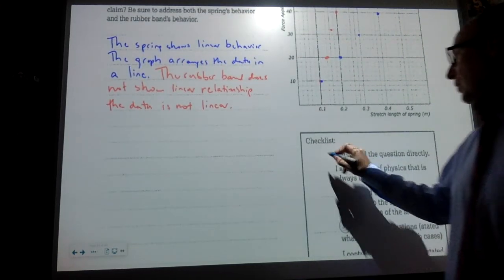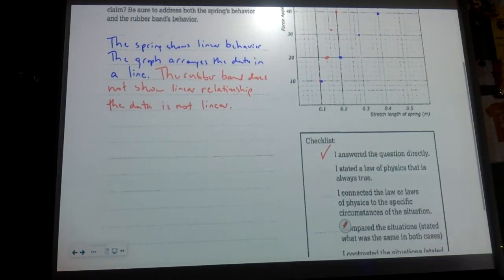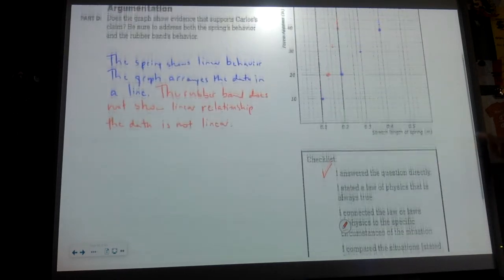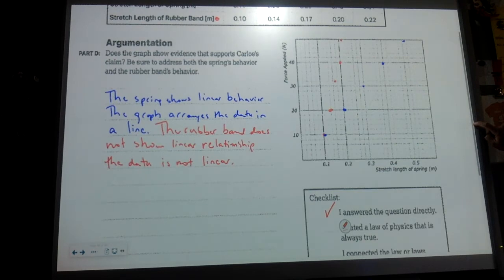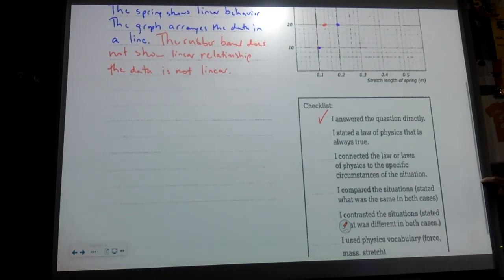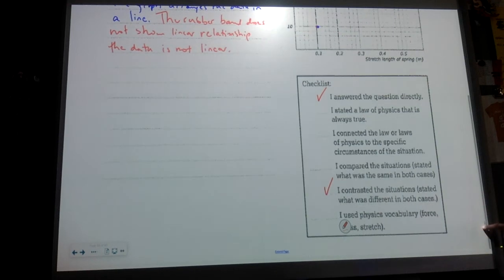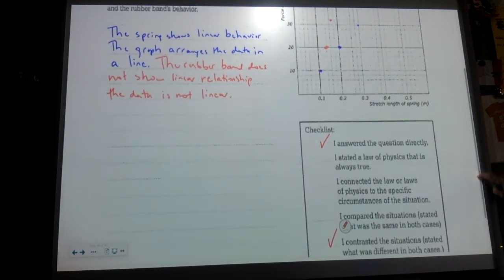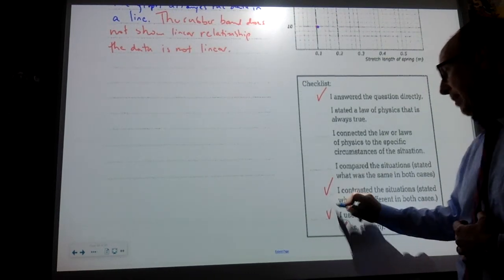Did I answer the question? Yes. I didn't do anything with the laws or laws of physics, but he didn't ask that. I contrasted the situation, and I did use physics vocabulary.